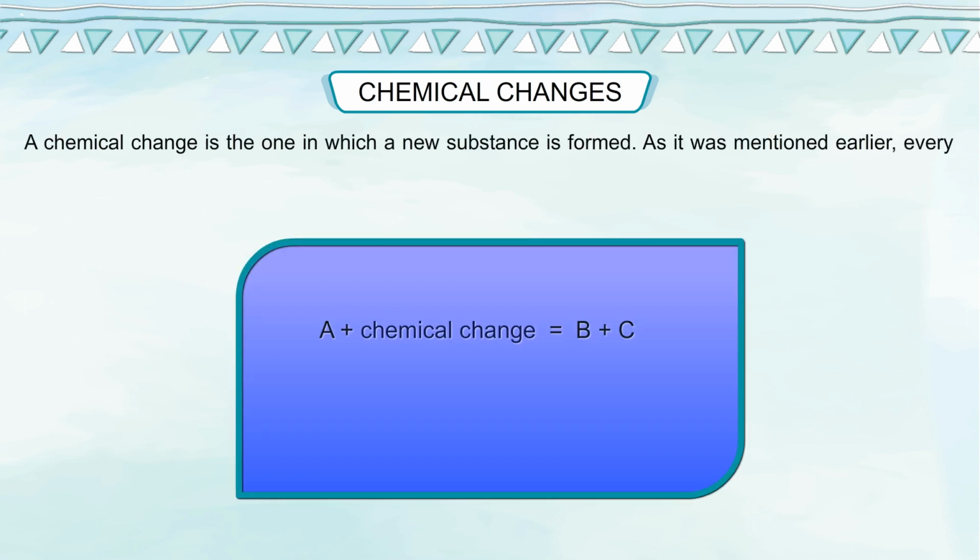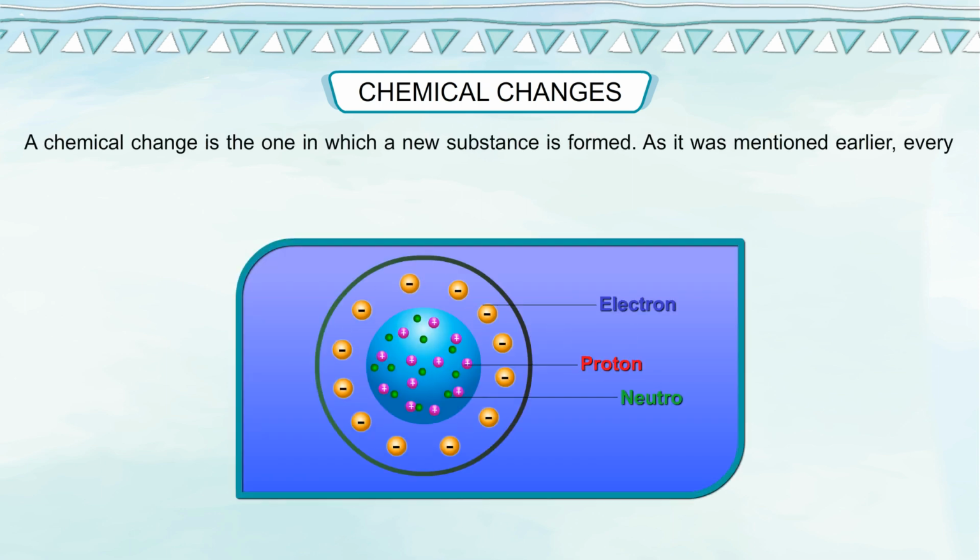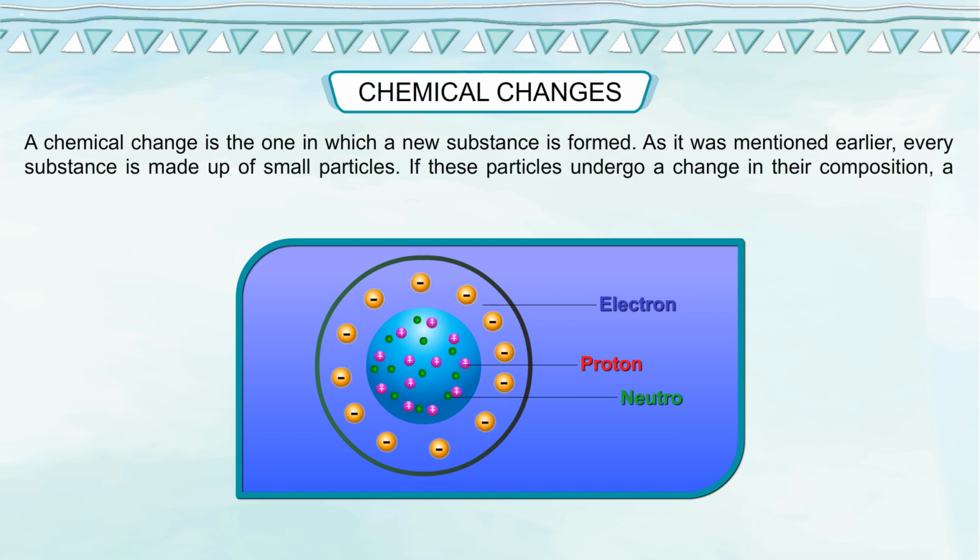Chemical changes. A chemical change is the one in which a new substance is formed. As it was mentioned earlier, every substance is made up of small particles.